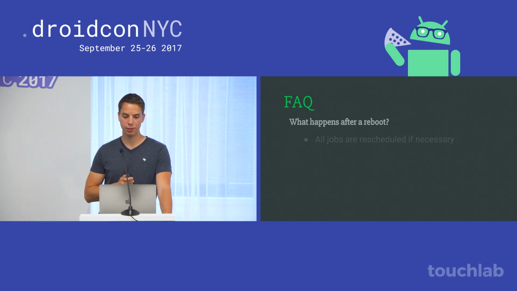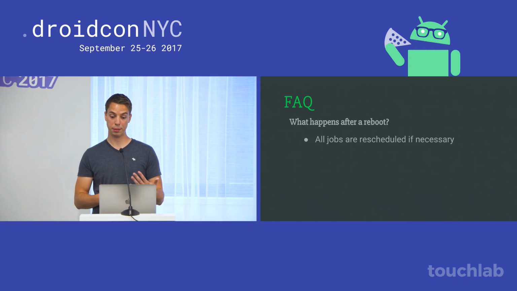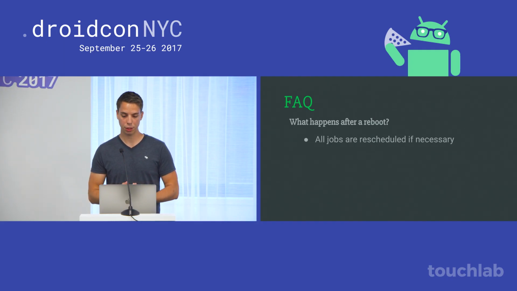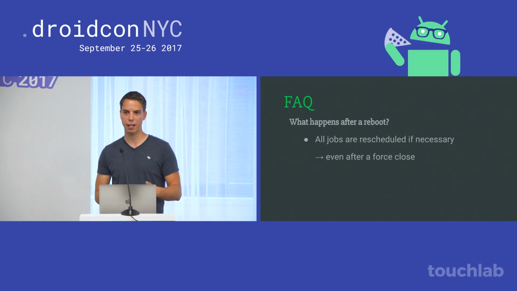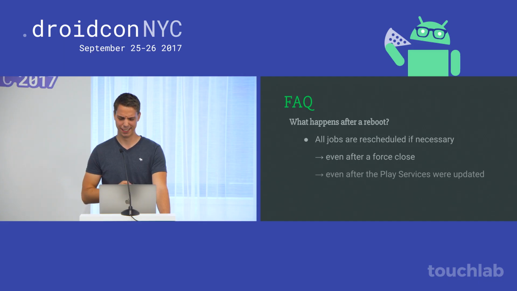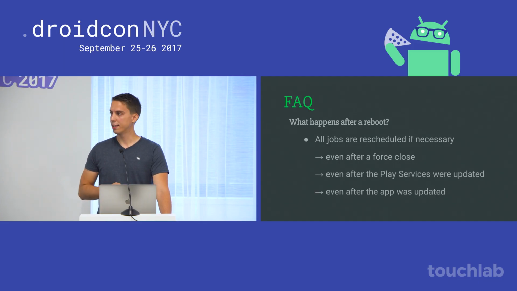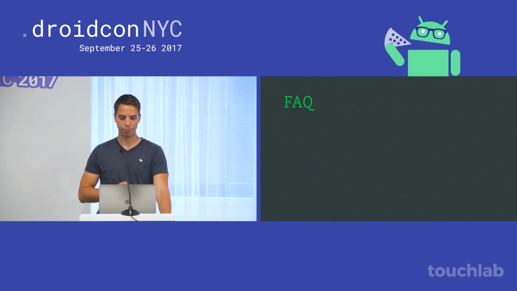What happens after a reboot? After a reboot, all of your jobs are rescheduled automatically. So you don't have to care about it. All your jobs really will run. If you want to cancel a job, then you manually have to call cancel with the job manager. This is also the case after force closing your app. I don't know if you're aware of that, but if you force close your app, then all your alarms are cleared. And the library is taking care of this and reschedules your alarms if it needs to do this. So it's really hard to do this otherwise.